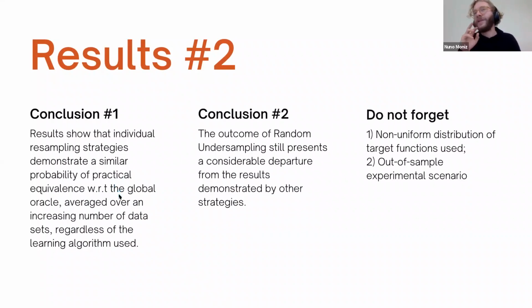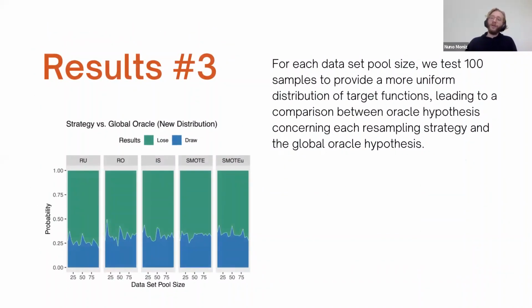But there are two things here that are quite important. First, there is no way that we can guarantee that we're working with a uniform distribution. Actually, we basically are assuming that this is a non-uniform distribution of target functions, which is not what the no free lunch theorem requires. And then we are using this out of sample experimental scenario and not the off training set scenario that is required. And this leads us to our third result.